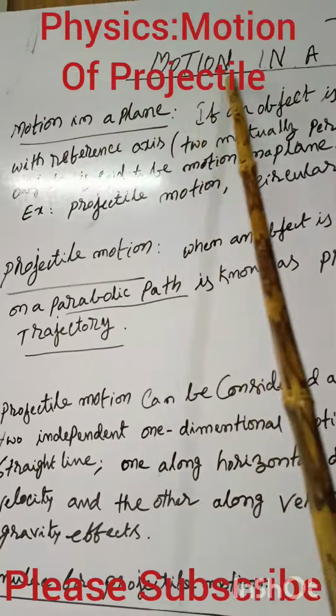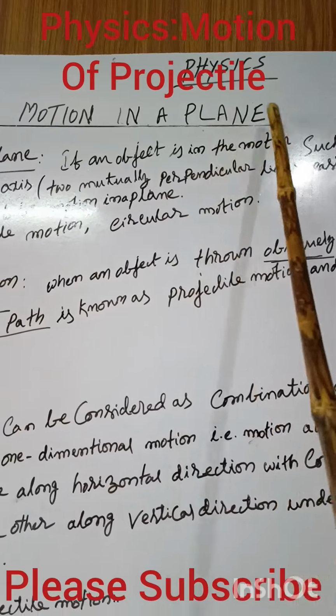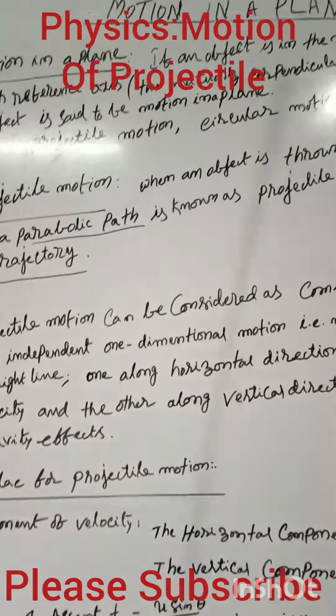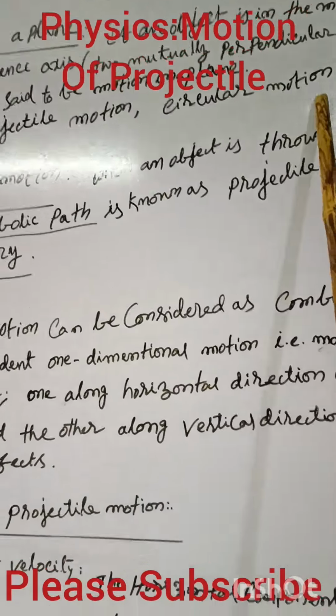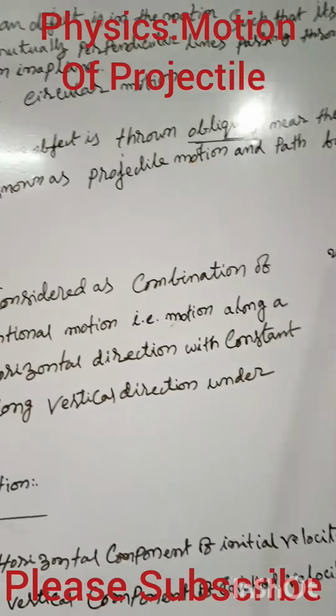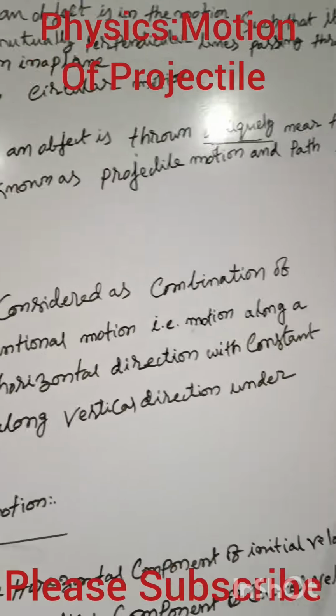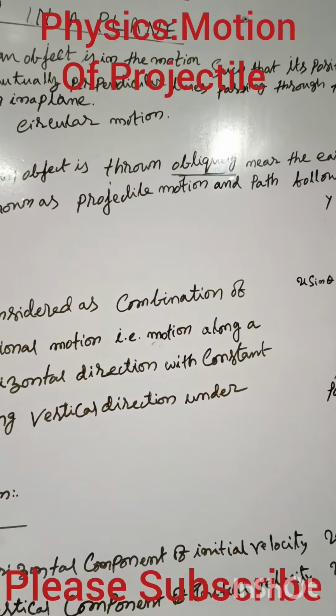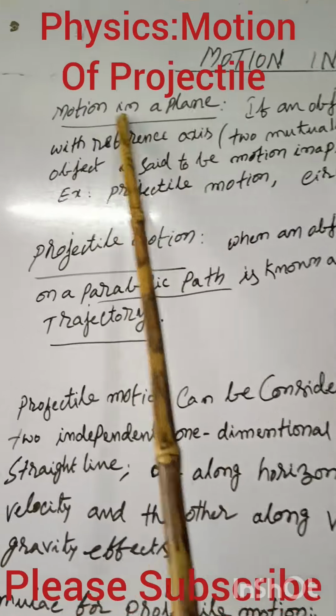So next in physics is motion in a plane. Plane means two directions, that is the x and y directions only. The motion that takes place in the x and y directions only is called plane motion, motion in a plane.